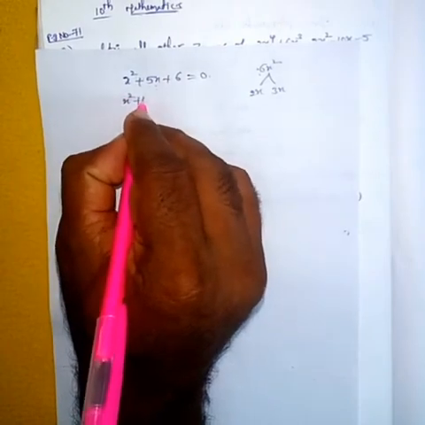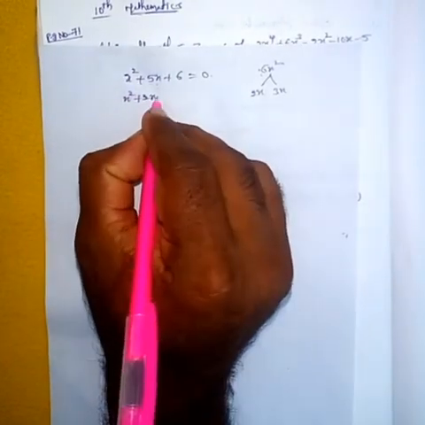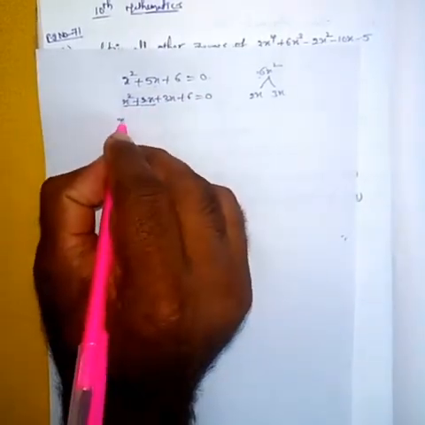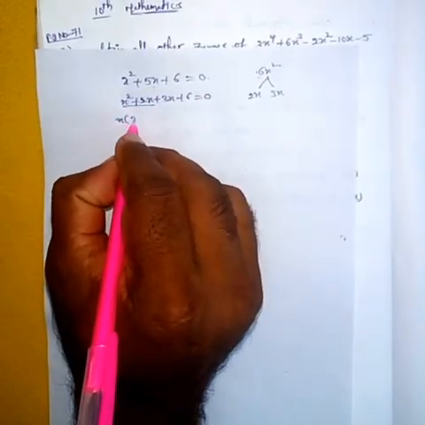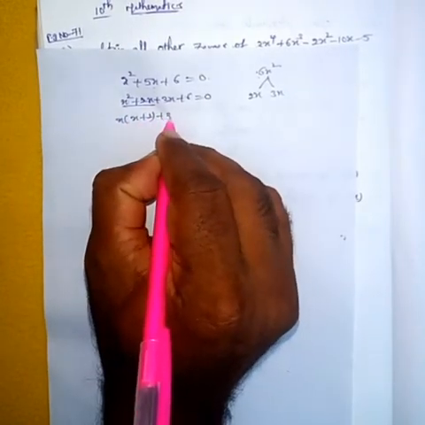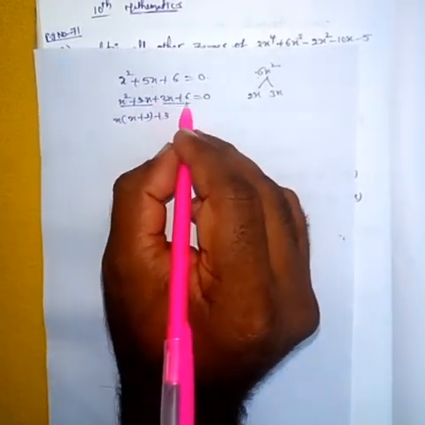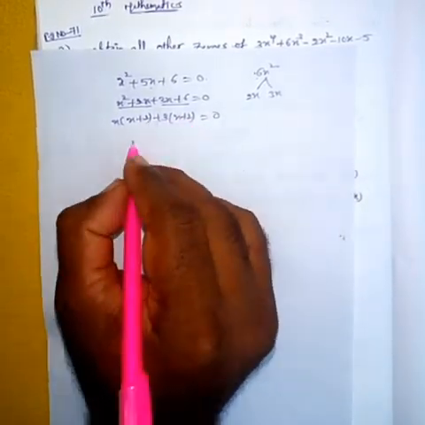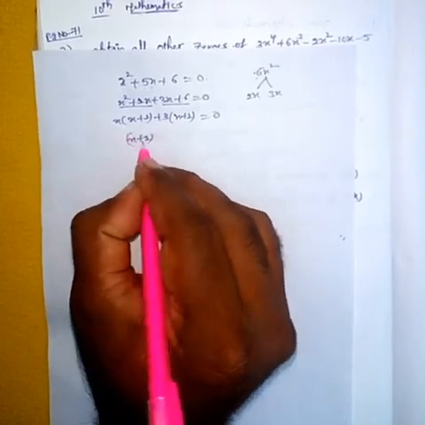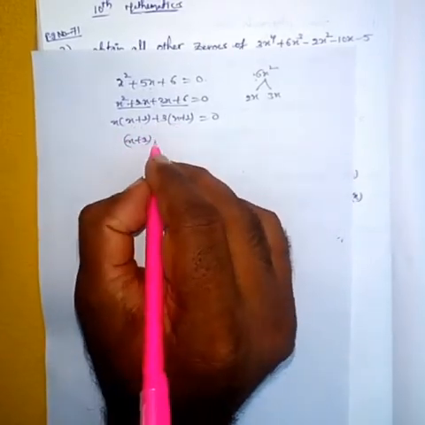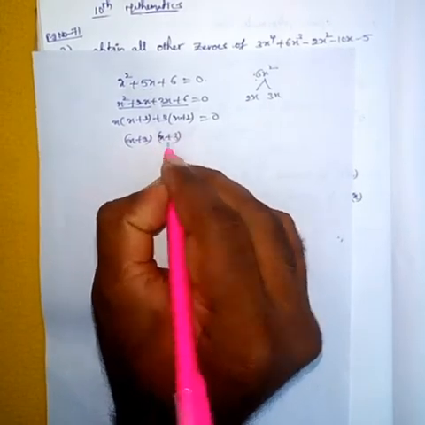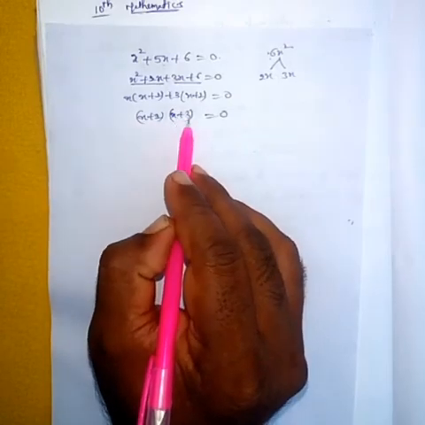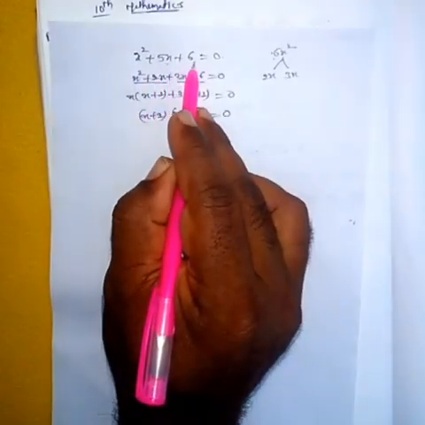So x square plus 2x plus 3x plus 6 equal to 0. If you take x as the common term, you get x into x plus 2, and if you take 3 as the common term from the terms 3x plus 6, you get x plus 2. In these two terms x plus 2 is the common term, so I take x plus 2 as common, and the remaining terms are x plus 3. Okay children, here x plus 2 and x plus 3 are the factors of x square plus 5x plus 6.